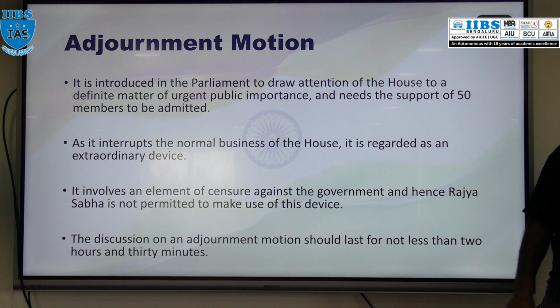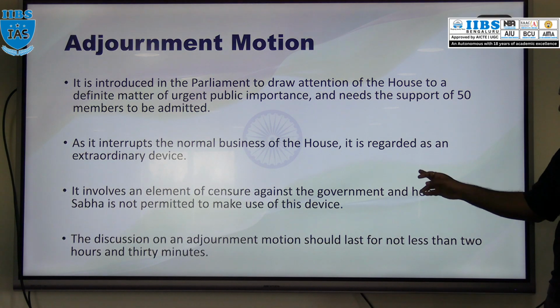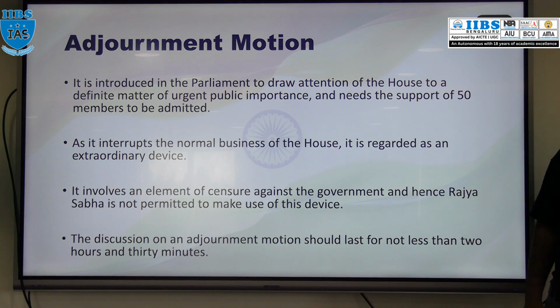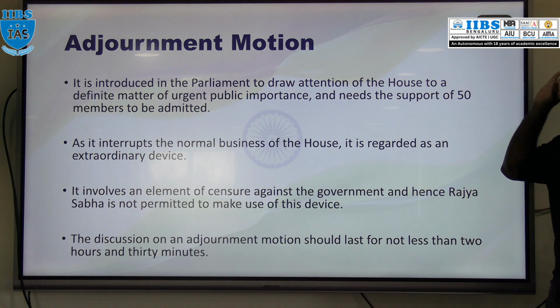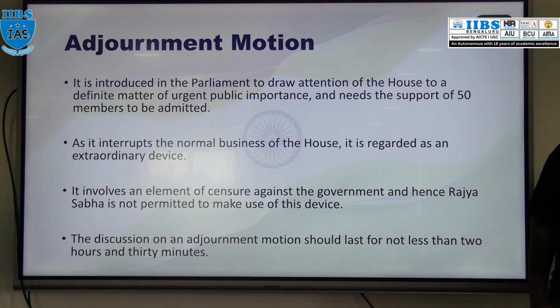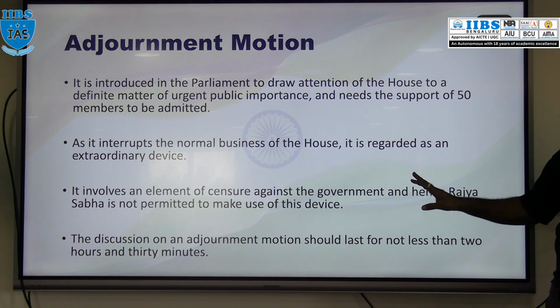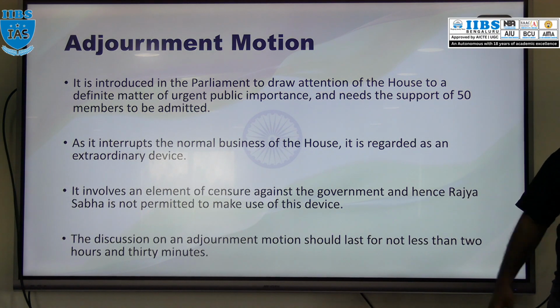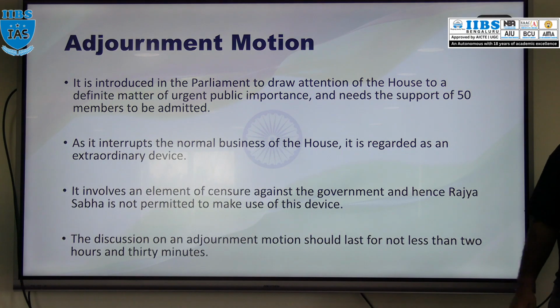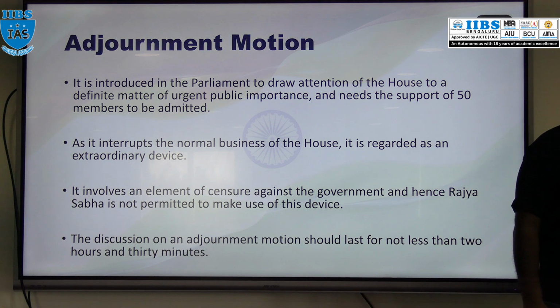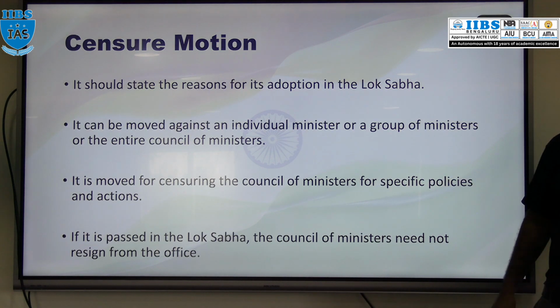This adjournment motion can be introduced only in Lok Sabha. It cannot be introduced in Rajya Sabha. And whenever this motion is taken up, the discussion should not be less than 2.5 hours. The next motion, censure motion.